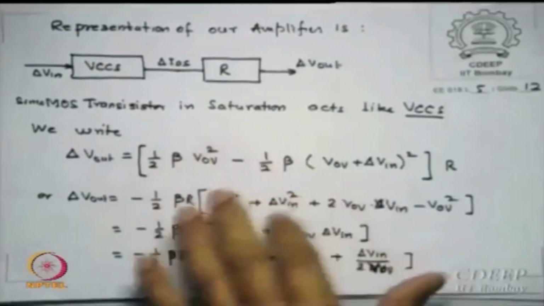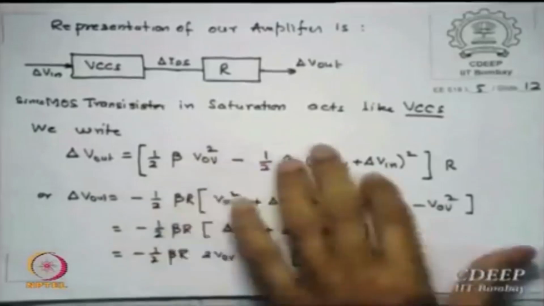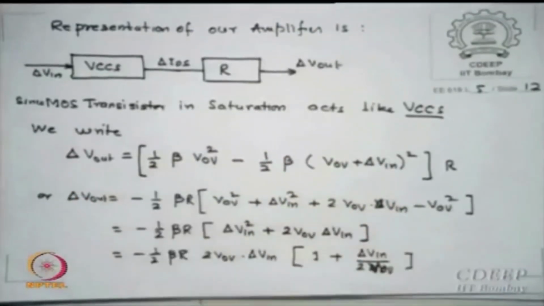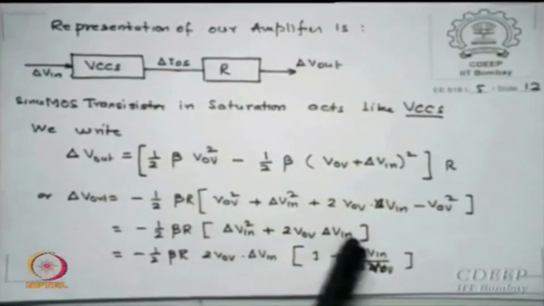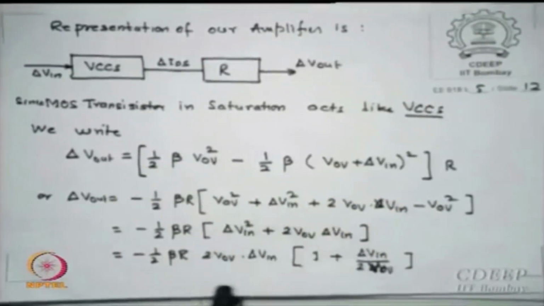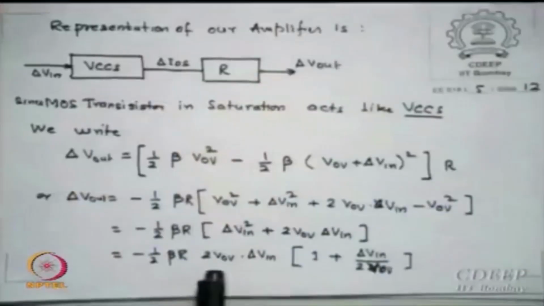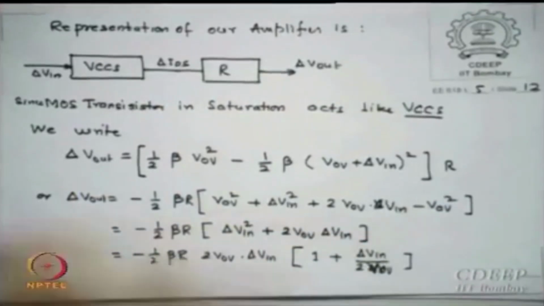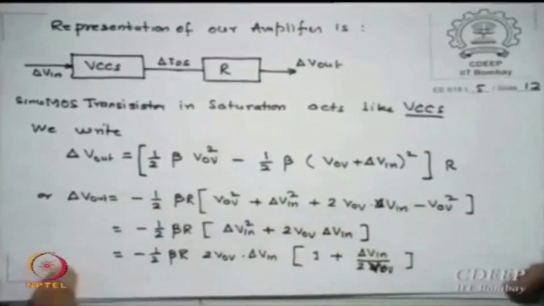Expand this: VOV square, delta V in square plus 2 VOV delta V in, minus... I took the sign, so this VOV square cancels, I take this term out, so I get this term. Is that okay? Everyone? Minus half beta R, 2 VOV delta V in, 1 plus delta V in by 2 VOV. Same expression, just adjusted.